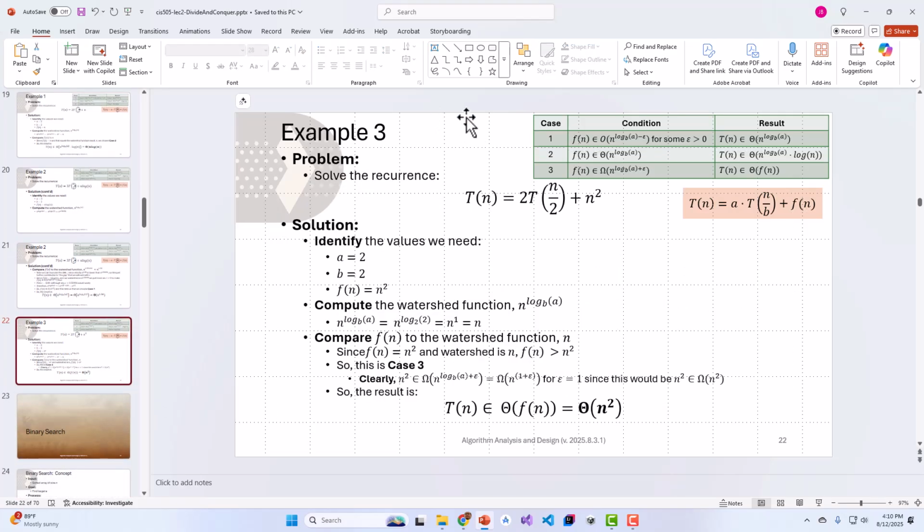What about this one? Similar to our first problem, but this one has additional work of n squared. So we identify the values we need.